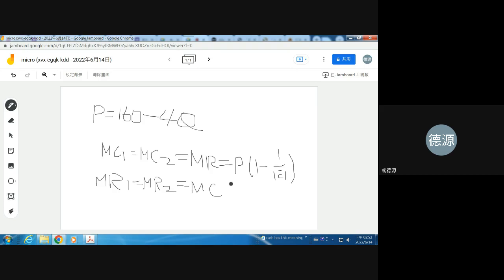What does that mean? Because in this case you have MR1 and MR2, the price for the first market is equal to the price of the second market, and here is the price elasticity of the first market, and here the price elasticity of the second market. Remember that this is an absolute value. So basically this is what we're going to do. Let me erase part of it.